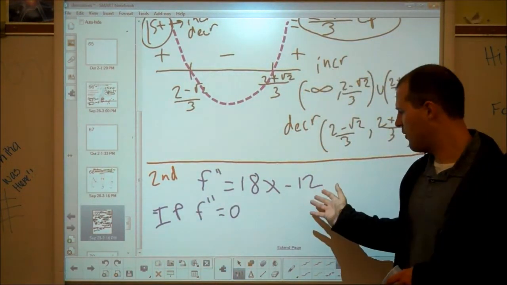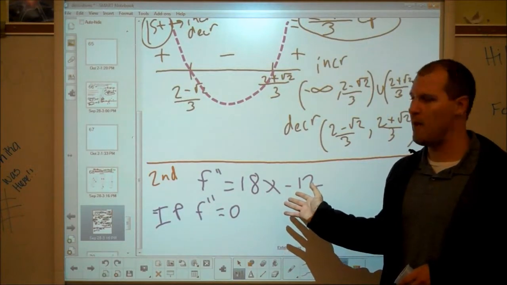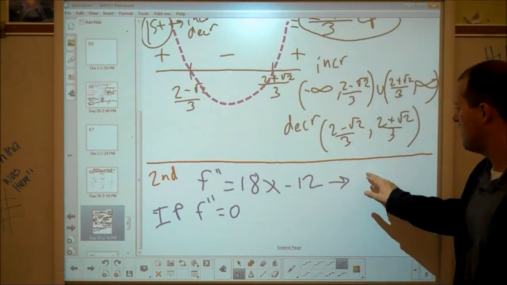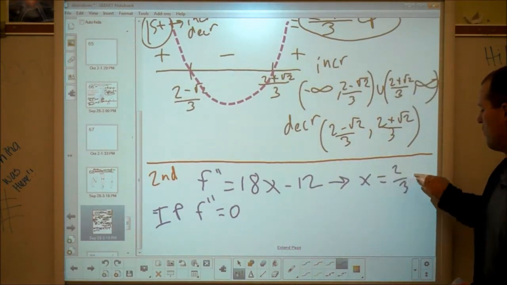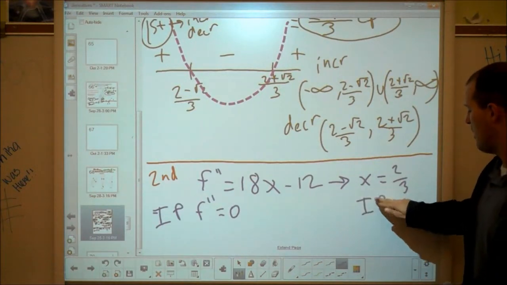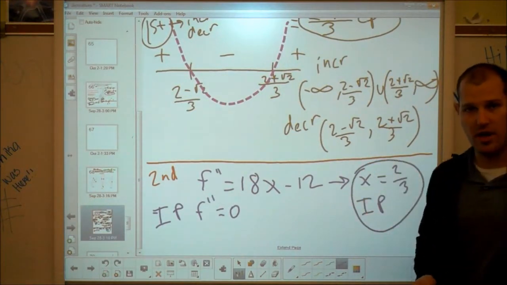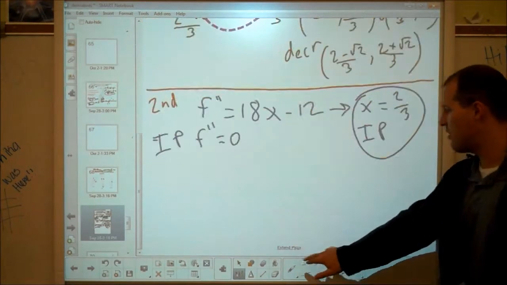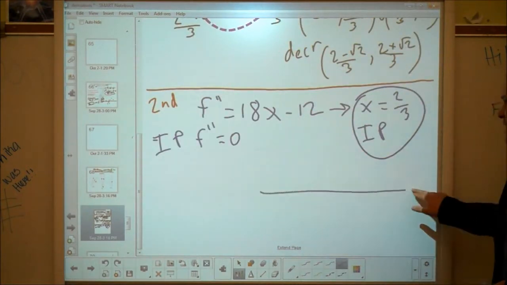And so now, all we have to do is set this equal to 0. Now y'all, I'm going to let you do mental math on this. This is going to come out to x equals 2/3. And that is an inflection point. And I'm going to circle that because that is part of what answers the question that was asked above. Once we have our inflection point, all we need is our second derivative test.